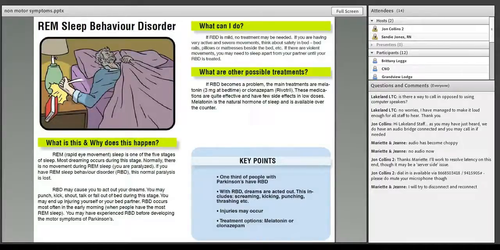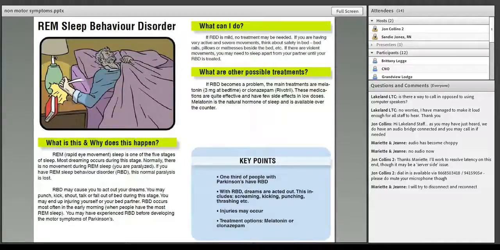Okay, on to sleep disorders. So basically, REM sleep behavior disorder, rapid eye movement sleep behavior disorder. When you and I go to sleep, we go through basically five stages of sleep, one of which is the REM level. At that time, we are in a very active dream state. And when you and I, without Parkinson's, go to sleep, we're normally quite paralyzed at this time.